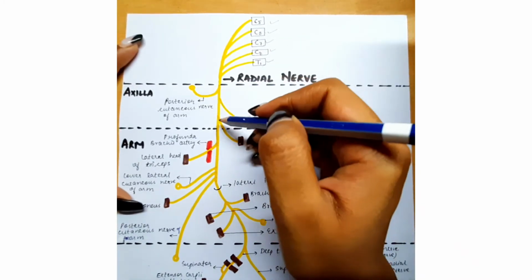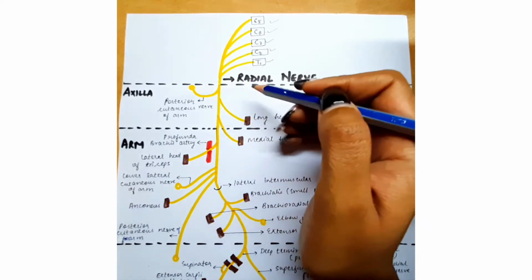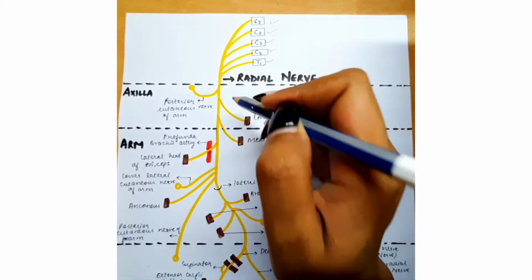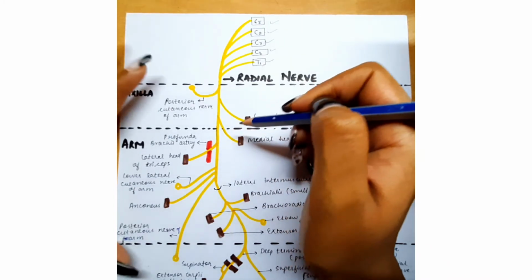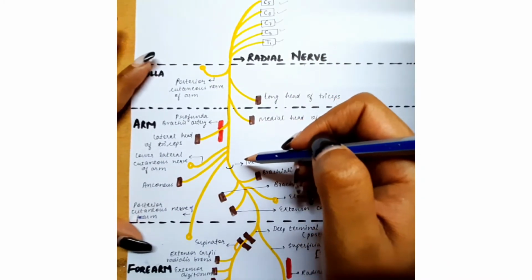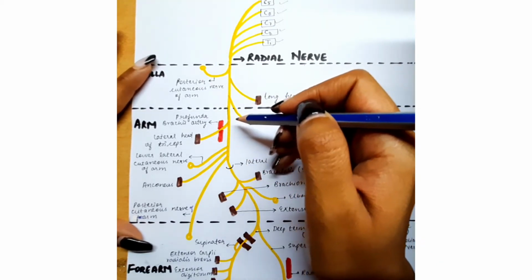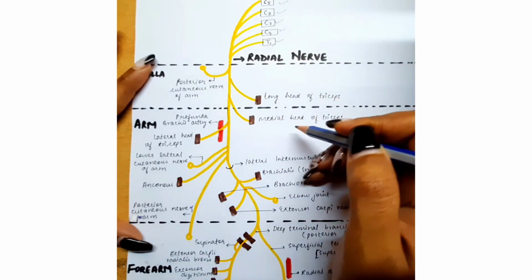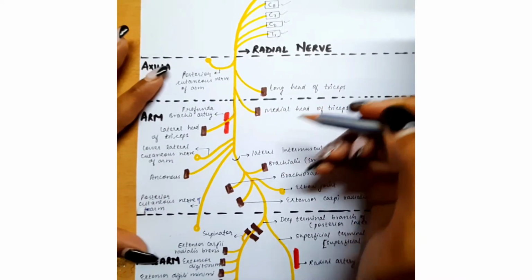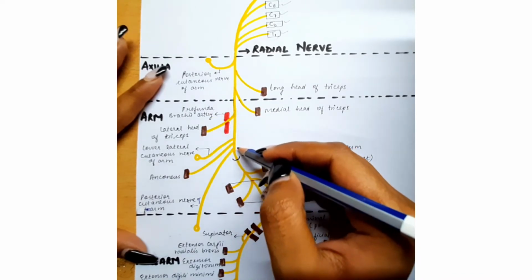Then it enters axilla और axilla में ये lie करती है posteriorly to the third part of the axillary artery and anterior to the muscle जो form करती है हमारी posterior wall of axilla को. अब ये एंटर करती है हमारी आर्म में, एंटर करती है एट द लोअर बॉर्डर ऑफ द टीरीज मेजर. Then it passes down the arm between the long head of triceps and the medial head of triceps, and along with the profunda brachii artery, it reaches the spiral groove.